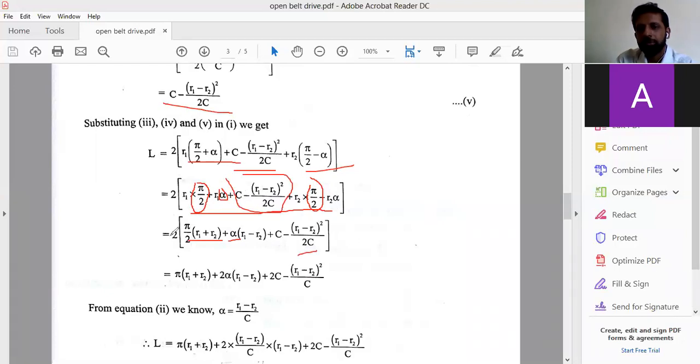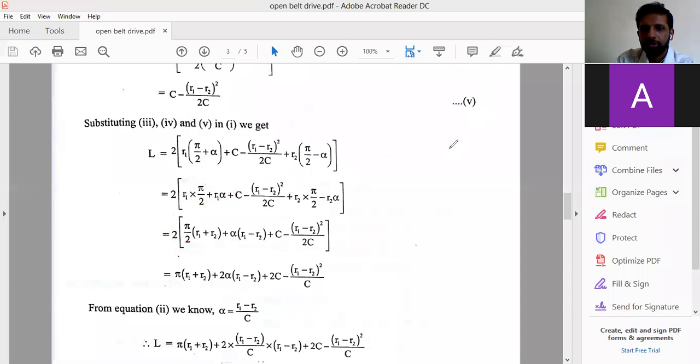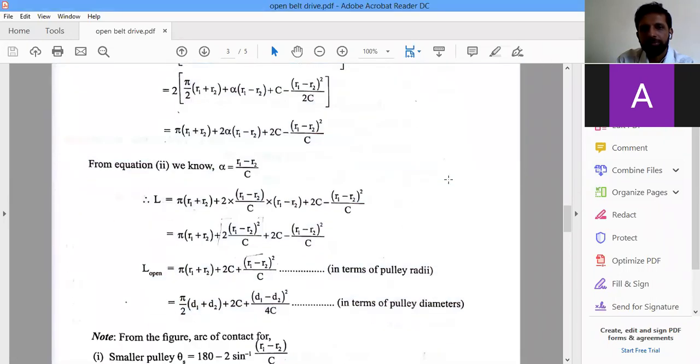Now when we multiply with this common 2 and reopen the brackets, 2 and 2 get cancelled: pi into (R1 plus R2), plus 2 times alpha (R1 minus R2), plus 2 times (C minus (R1 minus R2) the whole square) divided by C. When we simplify this, we will get this particular equation. So this is actually your length of the open belt drive.